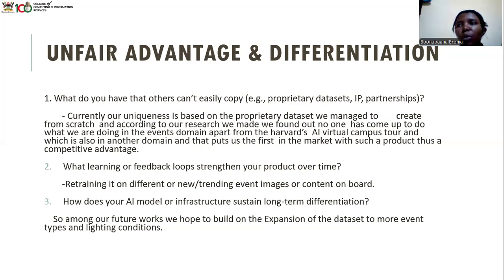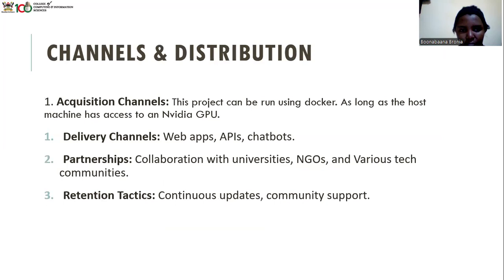The fact that we had to get the data set from scratch, we believe no one has done that before to come up with such a product. So its strength is gained from retraining it on different events. That's on our roadmap, different events and different images to come on board. And we hope the model sustains its long-term differentiation by expanding the data set to more event types and lighting conditions so that it brings out clearer images than it does right now, given the rightful resources and support.